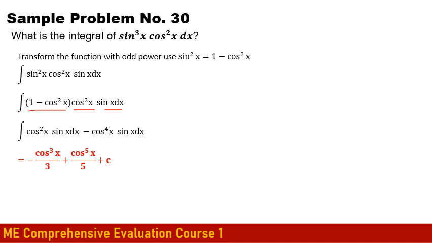Then distributing the cosine squared x sine x, we will have the integral of cosine squared x sine x dx minus cosine to the power 4 x sine x dx. The integral of the first part here is, since the derivative of cosine is sine x dx, then we can use the power rule so that it will become negative cosine cube x over 3. For the second term, same also, we can use the power rule because the derivative of cosine is sine. Then we will have cosine to the power 5 x over 5 plus c.